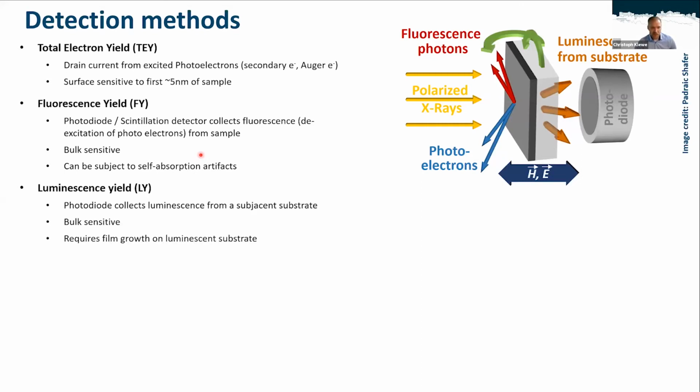Alternatively, we can also measure the luminescence yield, which collects the luminescence from a subjacent substrate behind the film. So basically, we transmit the X-rays through the film, and then we measure the luminescence from the substrate underneath. And again, this technique is bulk sensitive, but of course, this requires that the films are grown on a luminescent substrate.